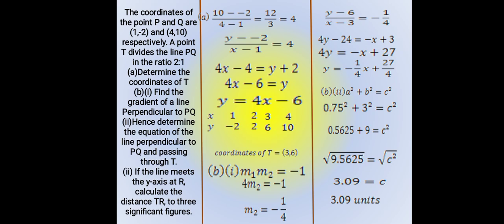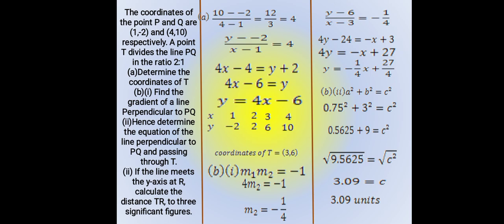Now we shall take one point and say it's the change in y over the change in x: y minus 2 all over x minus 1 is equal to 4. When we cross multiply, we find the line we have been asked for. So the line is y is equal to 4x minus 6. Now this is our line.